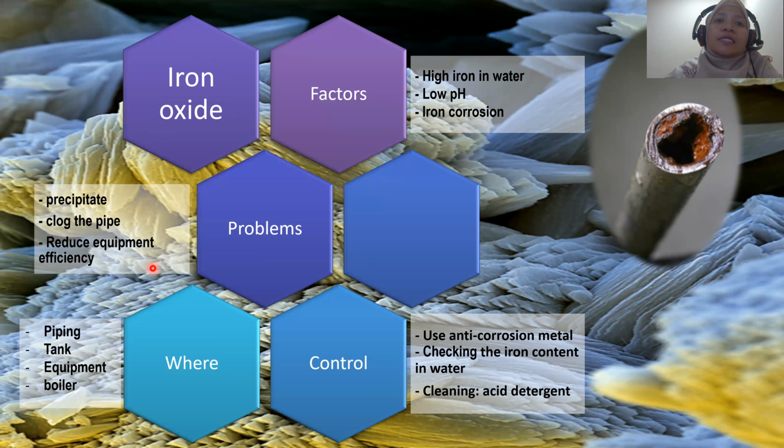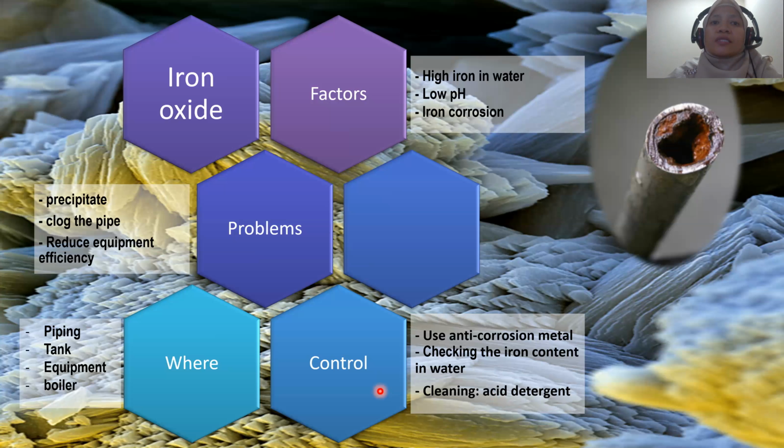Iron oxide scaling may happen at any metal piping and equipment after exposure to air or to moisture. And there are ways to control iron oxide scaling: by checking the iron content in the water supply, and using equipment that is fabricated from anti-corrosion metal. Anti-corrosion metal is a metal which has been treated, for example, by galvanization and surface plating.